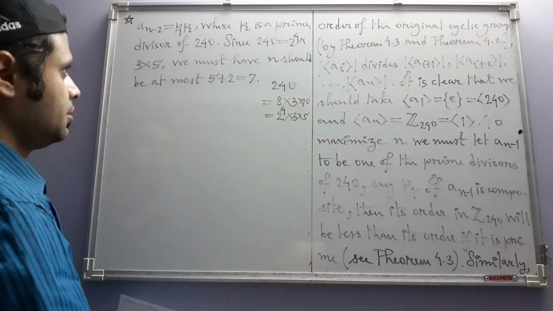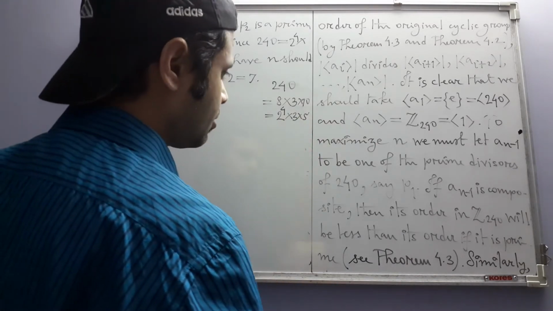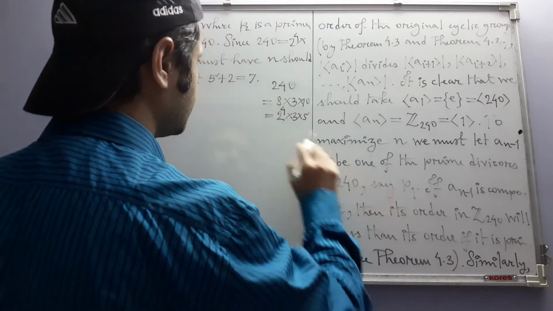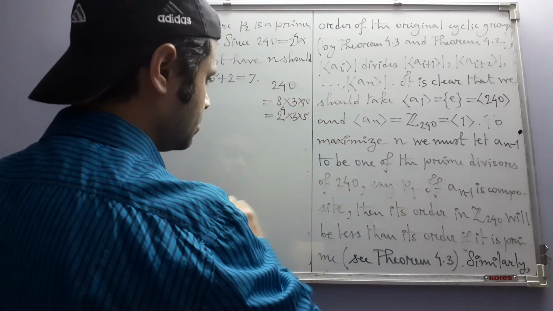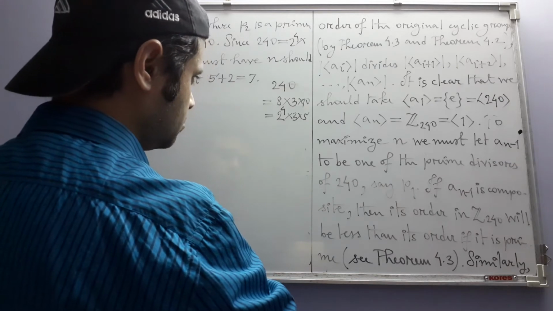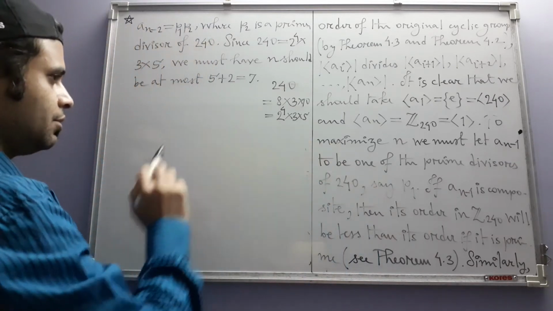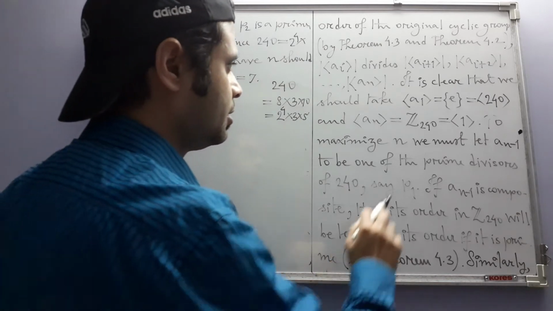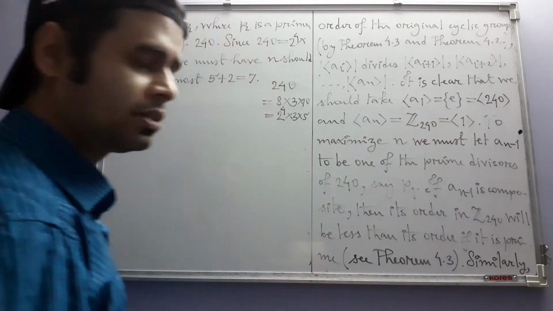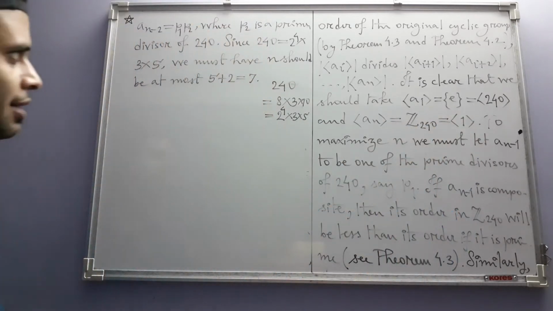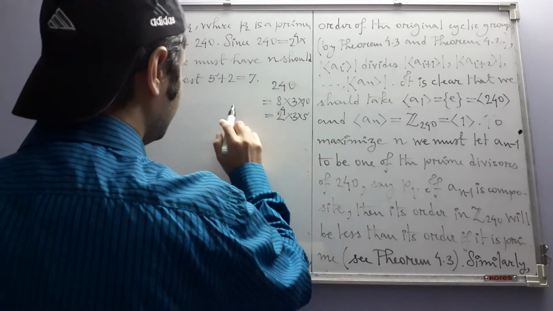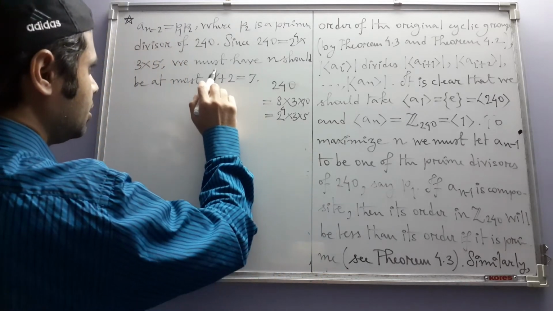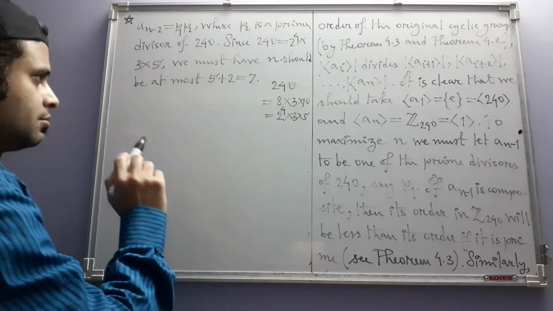Okay, now we are not allowed to take, of course, 6 of the primes, because if we do that, then we will get 240 itself, and that will give us the trivial subgroup that we don't want. So we will at most consider five.